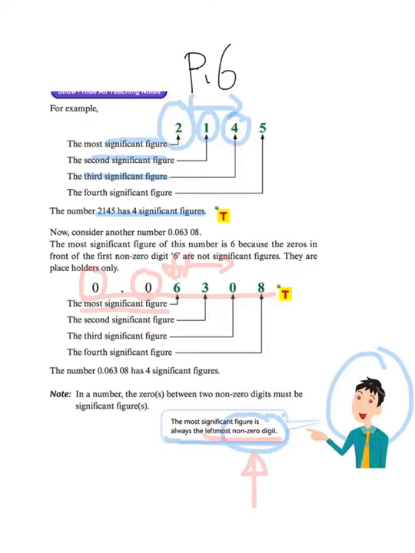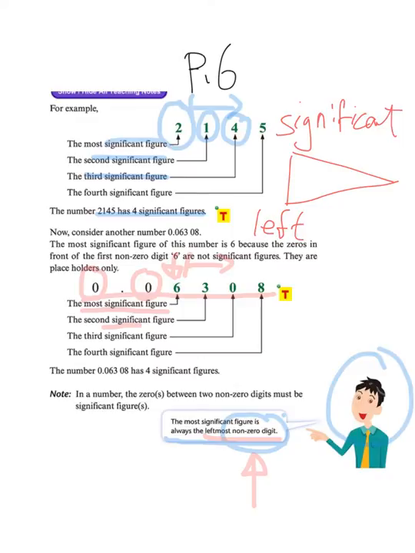Again, from left to right, the significance becomes much less. In the diagram, the left-hand side is the most significant, and when we go from left to right, the value becomes less significant. So this is page 6.